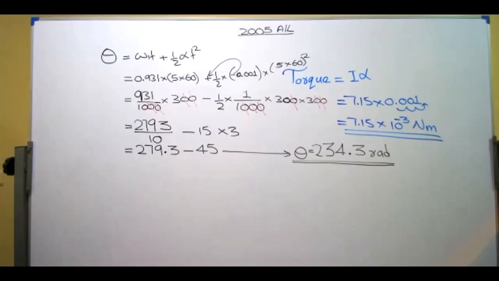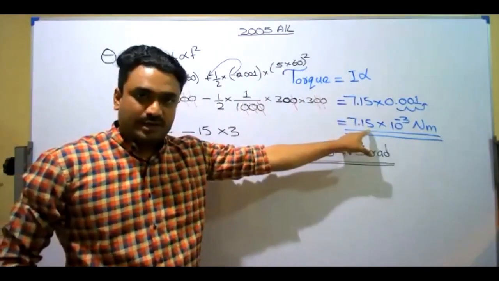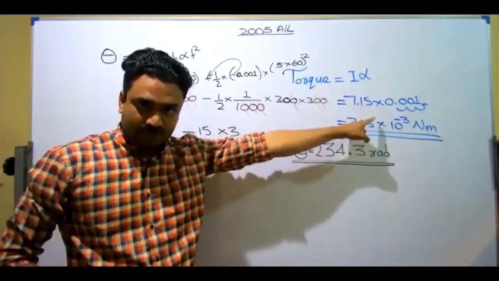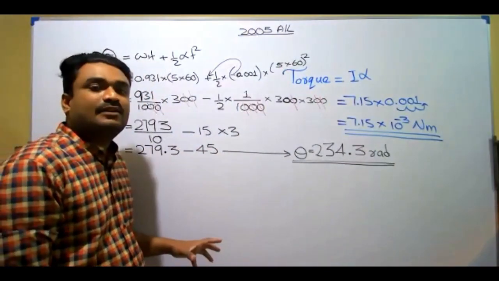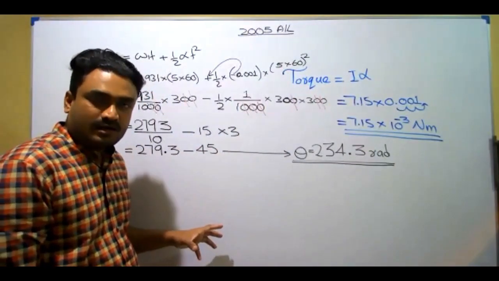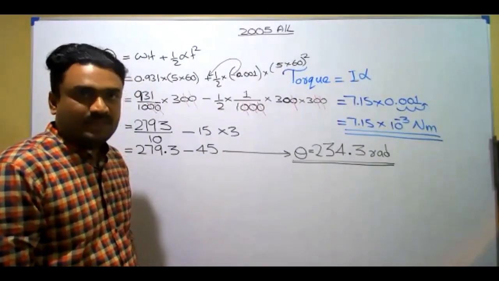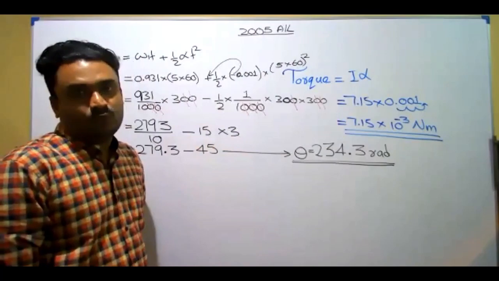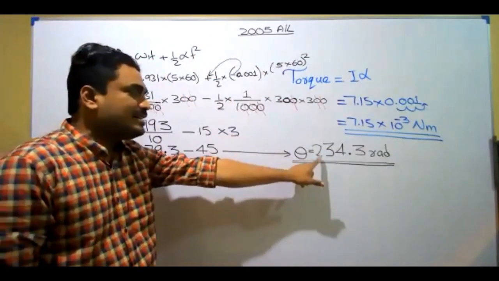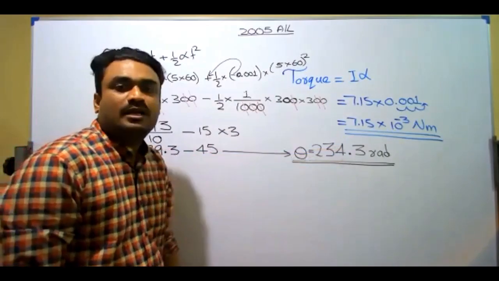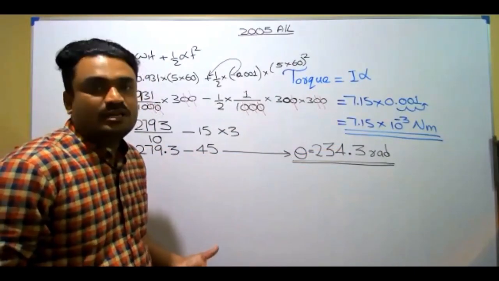Right, so we have reached the end. We have applied the torque of 7.15 × 10^-3. That torque reduces the velocity of the rotating satellite from 0.931 radian per second to 0.628 radian per second. It takes 5 minutes for that process. During that process, the rotated angle we found as 234.3 radian. They ask the amount of energy needed for this process.